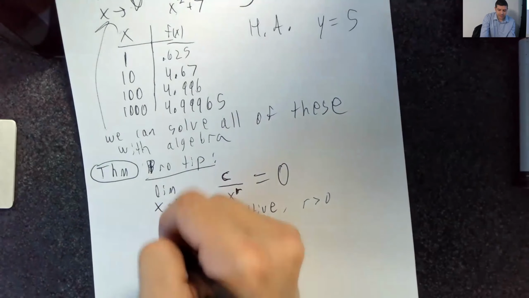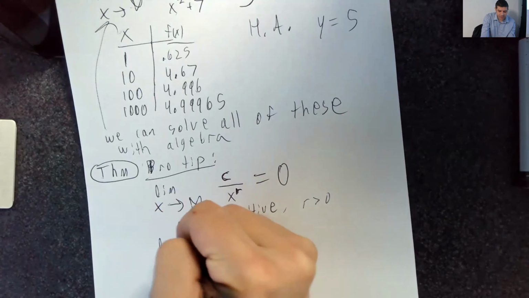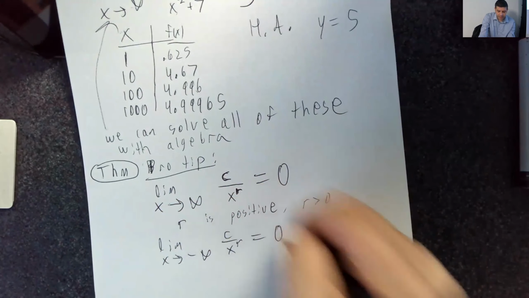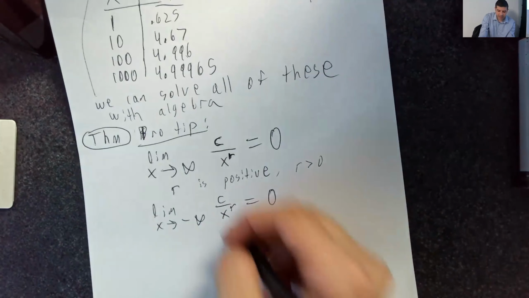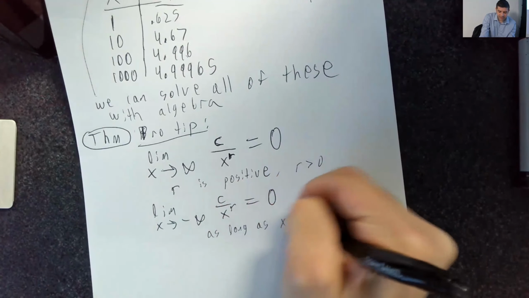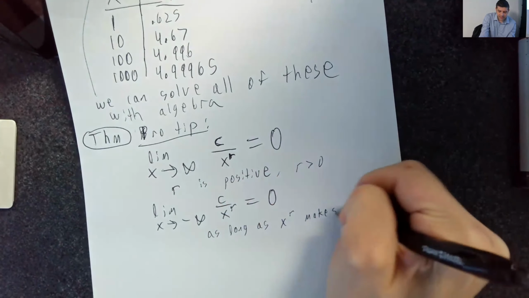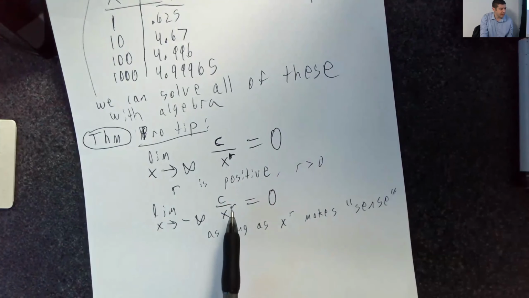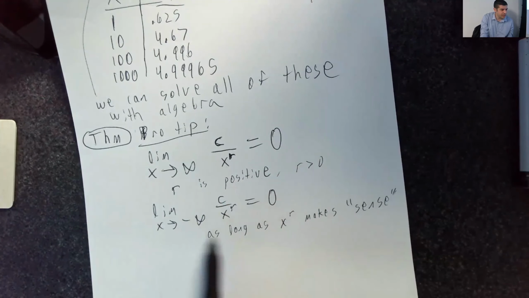And I don't need x to go to infinity. I could actually let x go to negative infinity as well, and the limit will be 0. I'll just put a caveat: as long as x to the r makes sense. What I mean by making sense is, what if r is a half and I'm taking a square root? I can't really let x go to negative infinity for a square root. But as long as the exponent makes sense for negative numbers, the limit is 0.